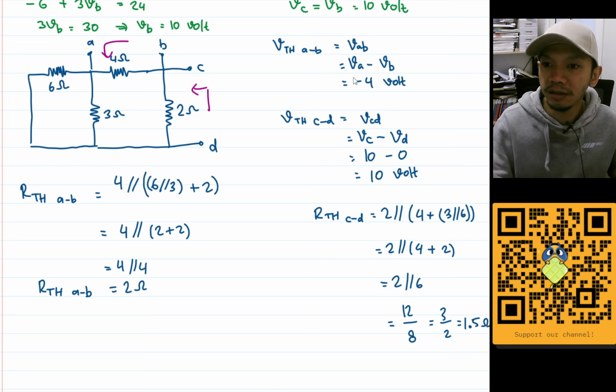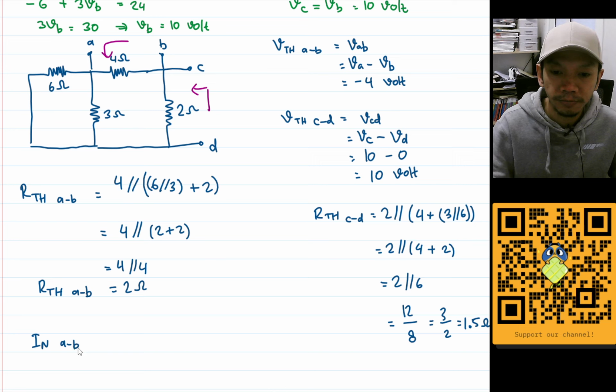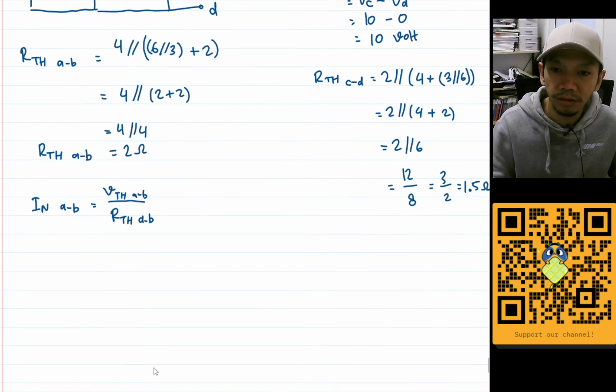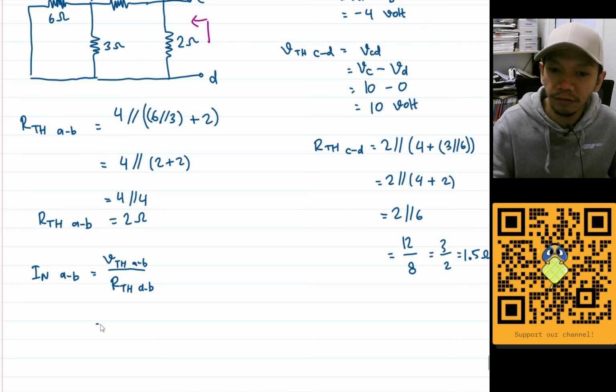So we got the Thevenin voltage and Thevenin resistance. So we can get the Norton current of AB. That will be VTH AB divided by RTH AB. And what that would be, that will be minus 4 divided by 2. That will be minus 2 ampere. So this is I Norton of AB.